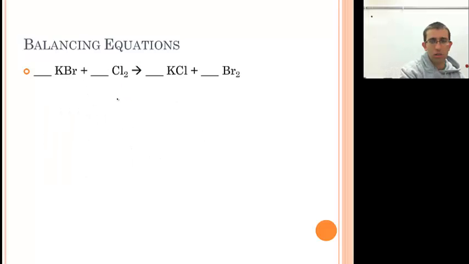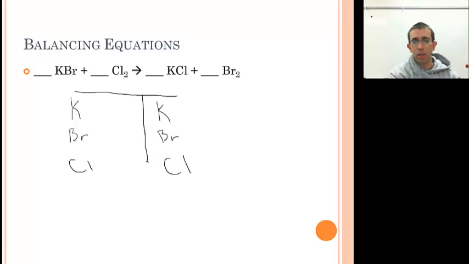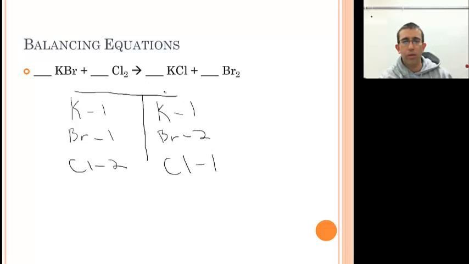Let's do another one. List your elements. I've got potassium, bromine, and chlorine. Same thing on the product side. We have 1 potassium, 1 bromine, 2 chlorines, and 1 potassium, 2 bromines, 1 chlorine over here. Potassium's good, but bromine is not. So we're going to put a 2 in front of here. 2 times 1, don't forget it's got to go for both elements. So 2 times the coefficient 1 is 2. 2 times 1 is 2.